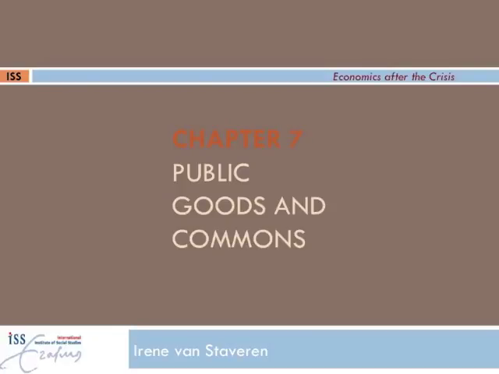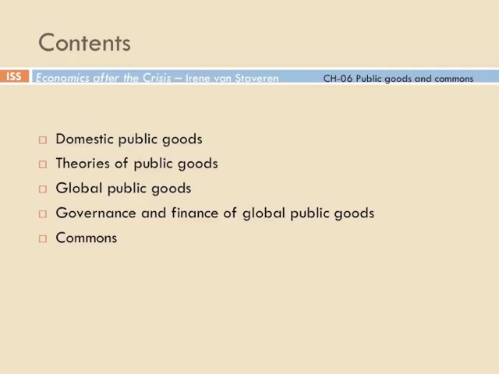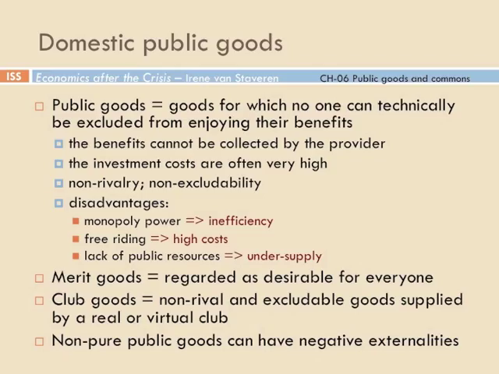Chapter 7 is about public goods and commons. Chapter 7 consists of 5 sections. For the moment, we distinguish between 3 types of public goods.